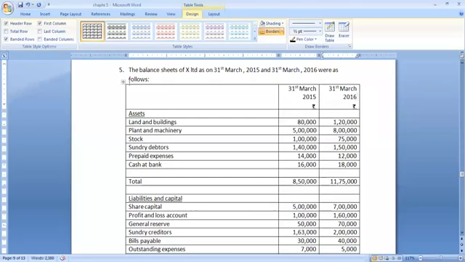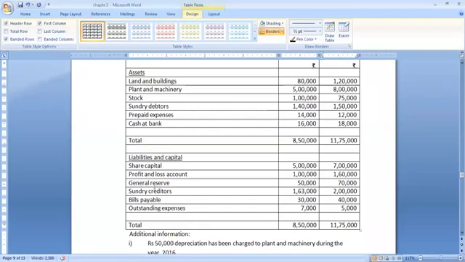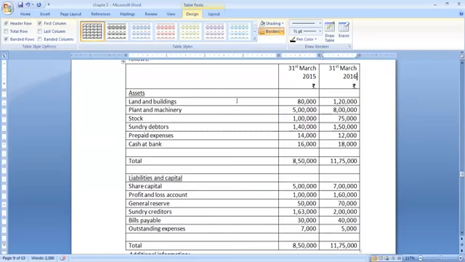Now the balance sheets of X Limited on 31st March 2015 and 31st March 2016 were as follows. So 15 and 16 information is given, and the assets and the liabilities information is given. The land and building is 80,000 and 1,20,000. The land and building is increased, so you need to prepare a fixed assets account. Obviously, whenever there is an adjustment or without adjustment, a separate account is required to be prepared to find out whether it is a purchase or a sale. Here also you need to prepare.